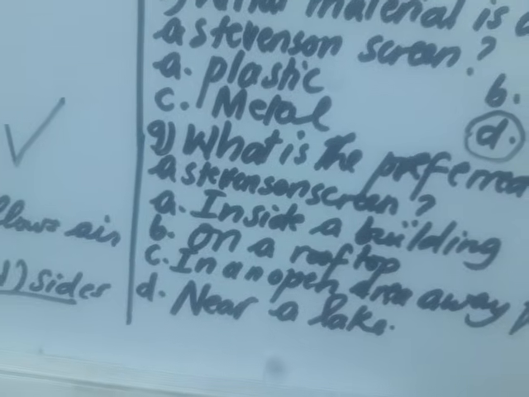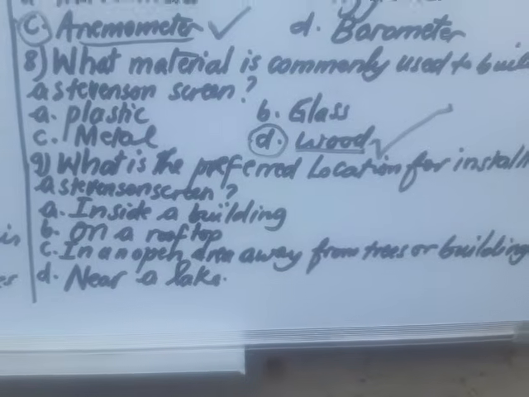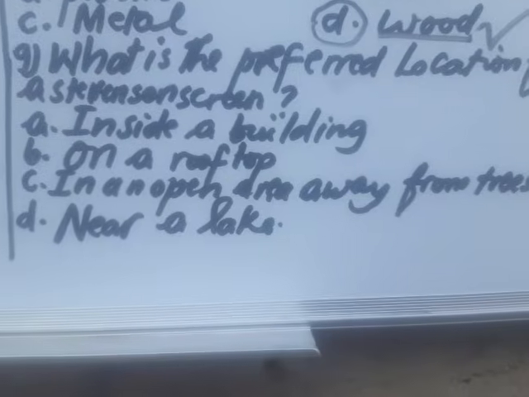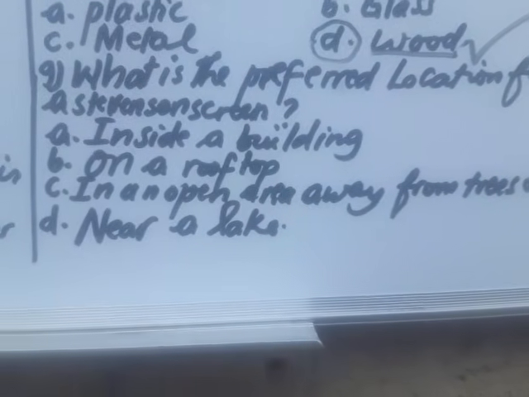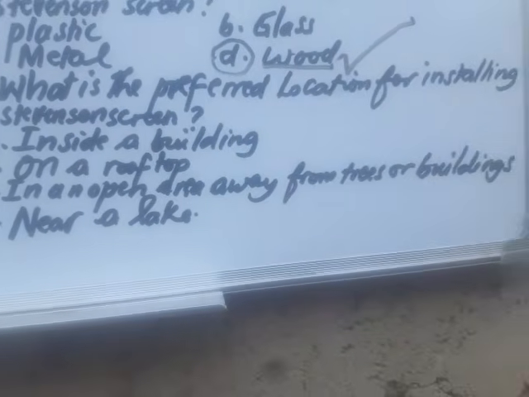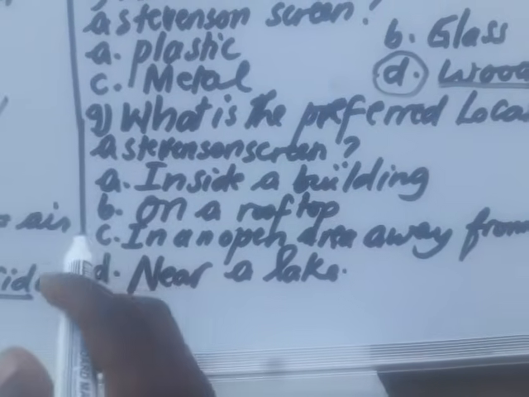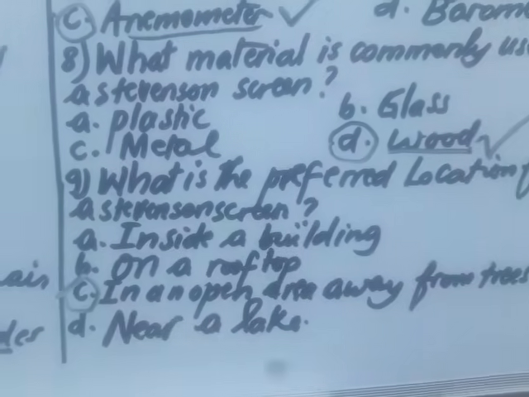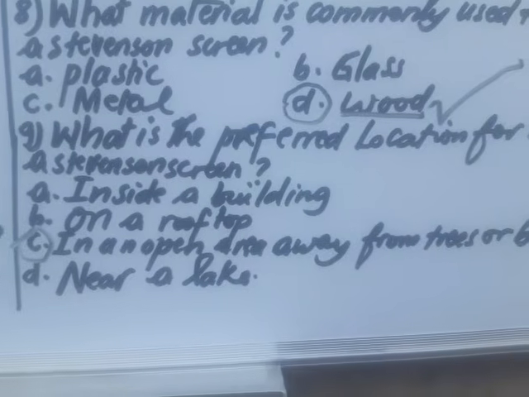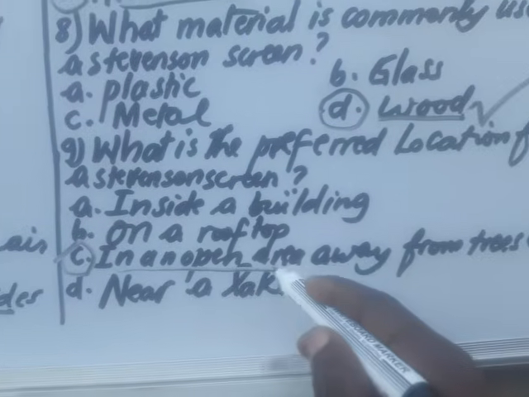We reach question number 9. What is the preferred location for installing a Stevenson screen? A, inside a building. B, on a rooftop. C, in an open area away from trees or buildings. D, near a lake. So the correct answer is C, because when you want to locate a Stevenson screen, it must be located in an open area away from trees or buildings. So the correct answer is C.